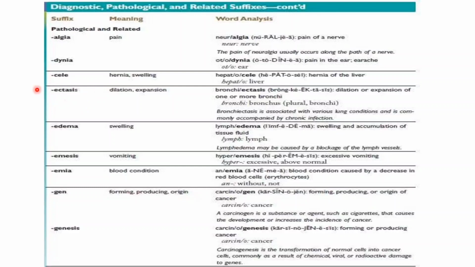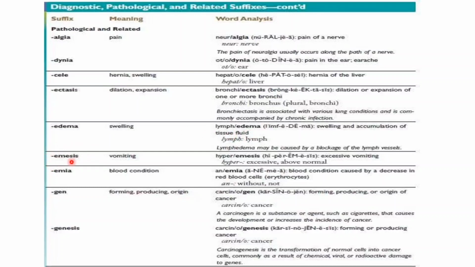Another pathological suffix is ectasis. Ectasis means dilation or expansion. If we do word analysis for the suffix ectasis, that is bronchiectasis. Bronchiectasis is basically dilation or expansion of one or more bronchi. Then another suffix is edema. The literal meaning of edema is swelling. The word analysis for the suffix edema is lymphedema. So lymphedema means swelling and accumulation of tissue fluid.